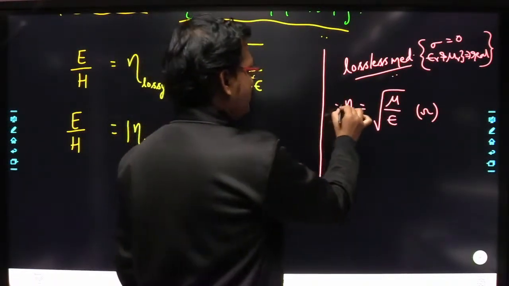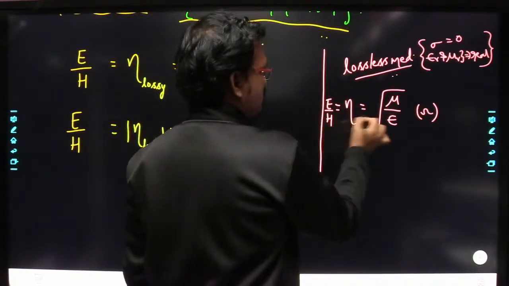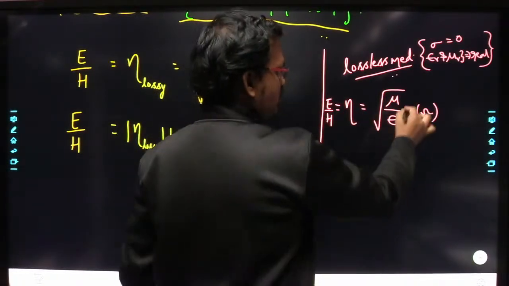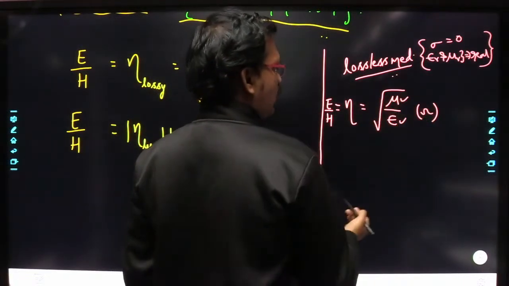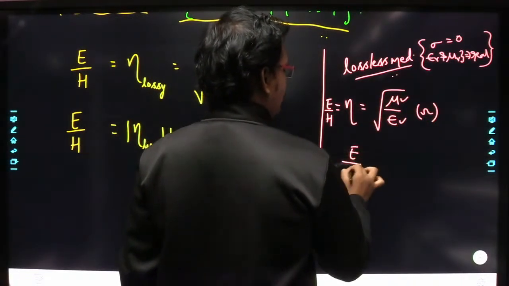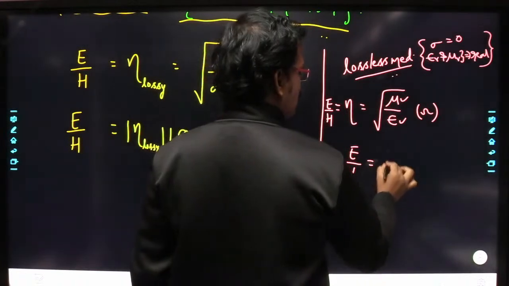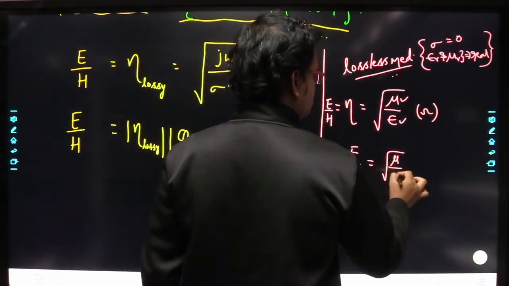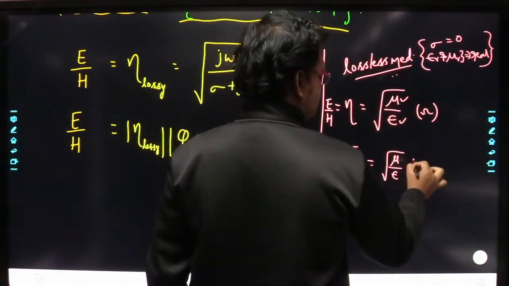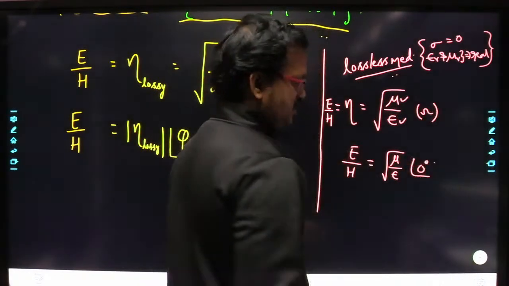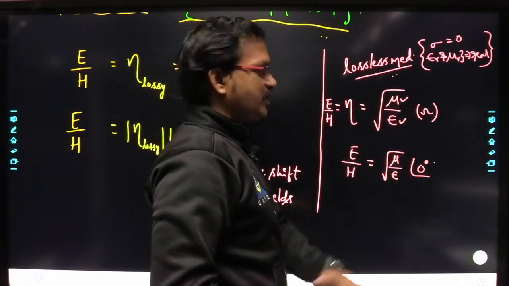So in a lossless medium, what is the E by H ratio? It is nothing but square root of mu by epsilon. Here mu and epsilon are real quantities, which means the magnitude of the E by H ratio is simply square root of mu by epsilon. What is the phase shift? The phase shift is nothing but 0 degrees, since it is a real quantity.